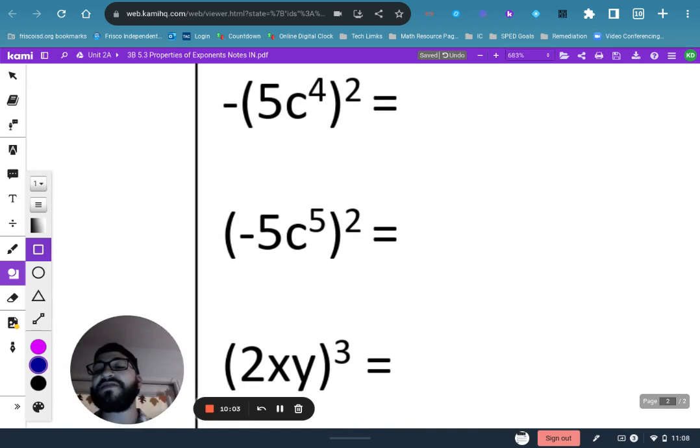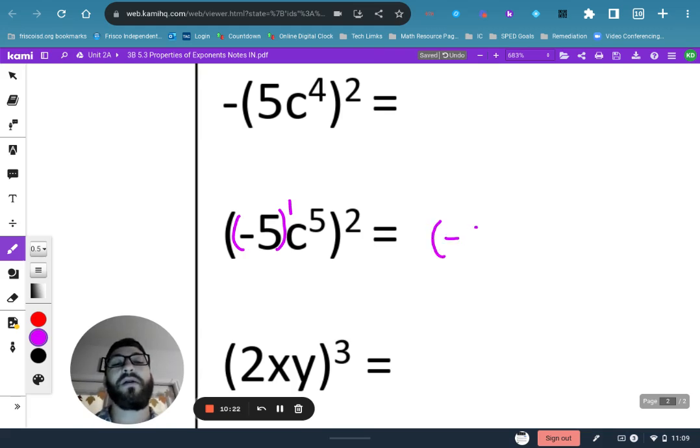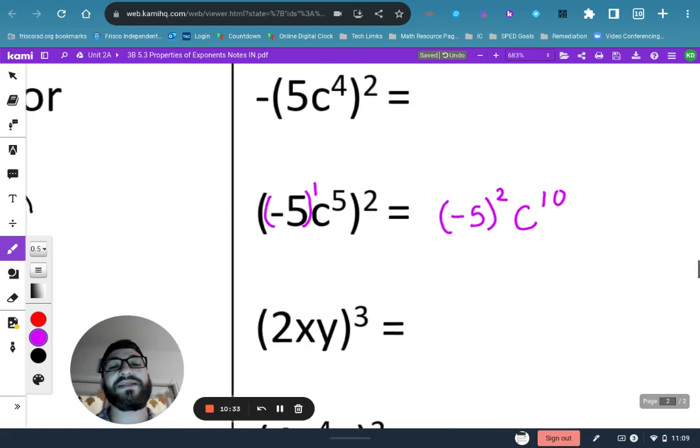So negative 5c to the fifth, and I'm taking it all to a squared. So just to be sure, negative 5 is a base and c is a base. So negative 5 technically has an exponent of 1 on it. So negative 5 to the first, and then squared, that's going to become negative 5 squared. And then c to the fifth squared, 5 times 2 would become 10. So this would be c to the 10th.